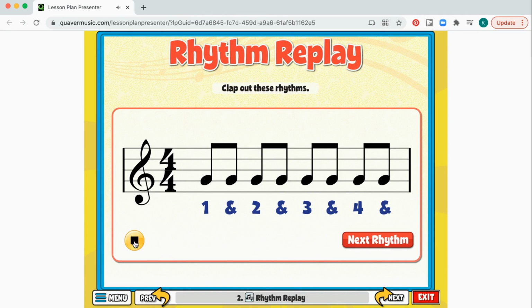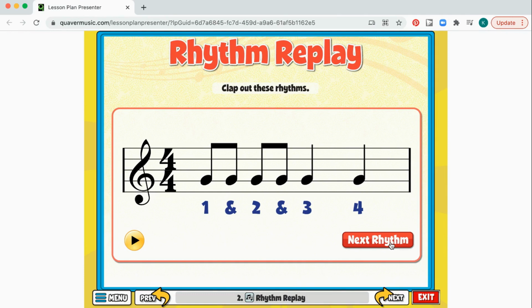Ready to clap? 1, 2, 3, clap. Let's try that again. Let's listen first. All right. 1, 2, 3, 4, clap, clap, clap, clap, clap, clap, clap, clap. Those are eighth notes.